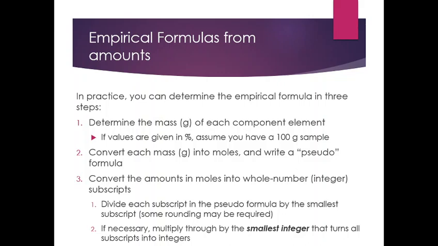A pseudo formula is written down because sometimes your subscripts might not be in the perfect form they need to be in. If they're not whole numbers, or if they're not in the simplest whole number ratio, you need to just write down a formula as a placeholder. And then from there, you need to convert your subscripts into values that actually represent simple whole number ratios. If they're not the simple whole number ratio, figure out what the simplest ratio would be. If there are decimal places, figure out what you need to do in order to get rid of those decimal places. Remember, these subscripts need to be whole numbers. You cannot have fractions of an atom.